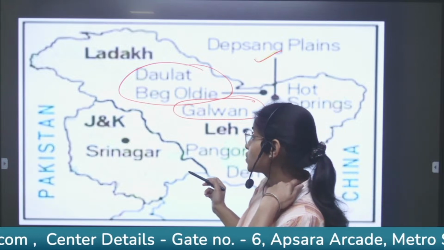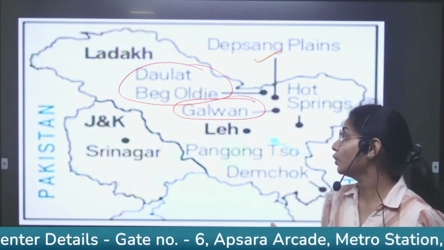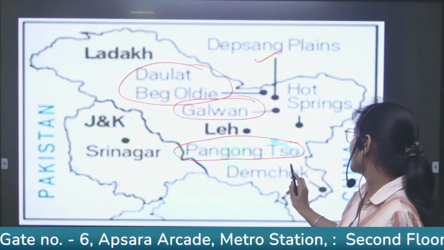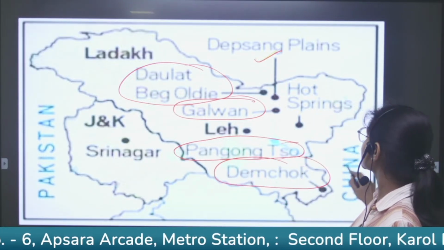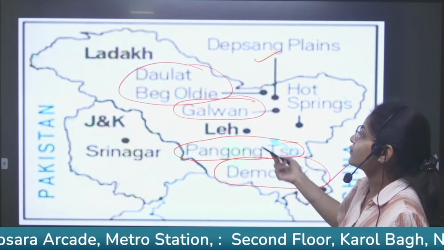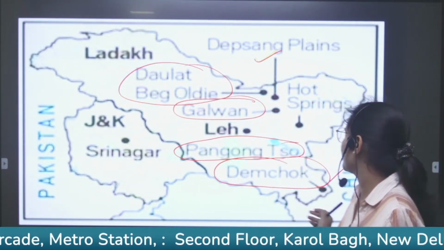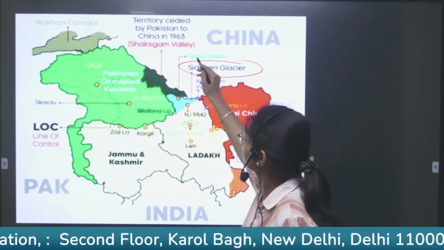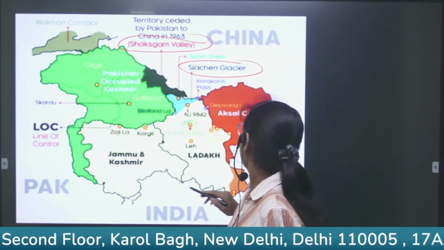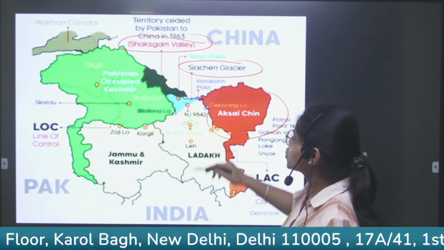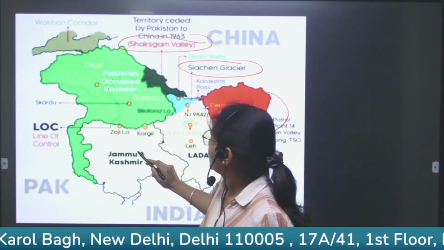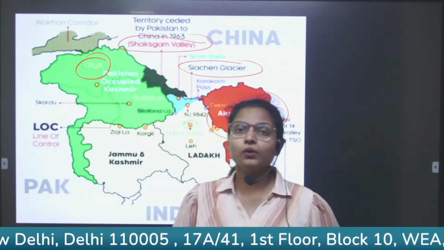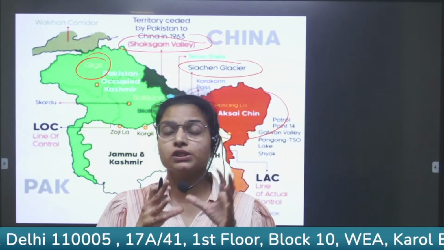And you can also show Pakistan-occupied Kashmir. There is the Pangong Tso Lake, and Demchok was also in the news. Depsang, Demchok, Galwan, Daulat Beg Oldi. And you can also write about the Siachen Glacier, Shaksgam Valley, and Aksai Chin. You can also show the Gilgit region. So this is how on the map you can show some of the regions.